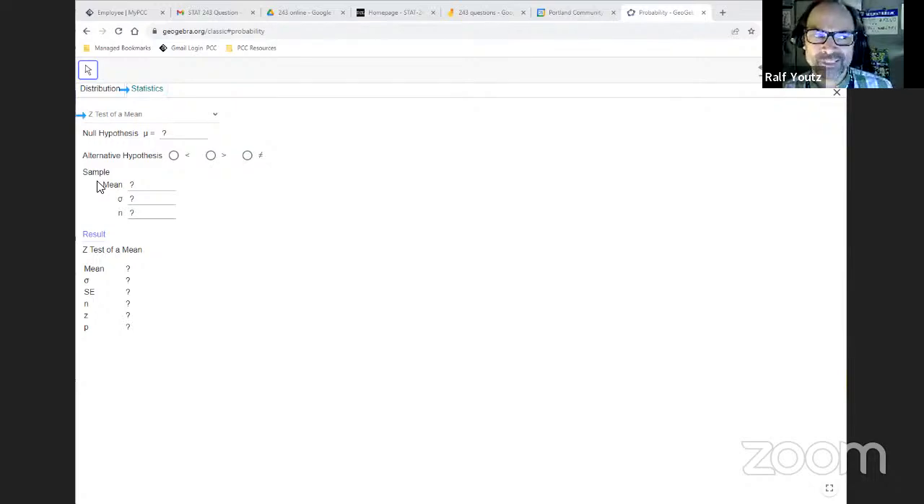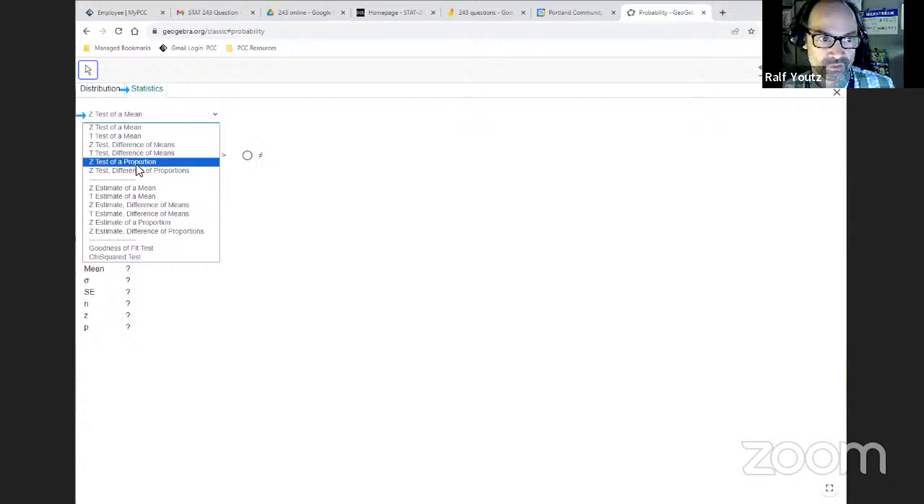It's actually set up for a z-test of a mean. That's not what we need. We don't have any means that we're talking about. We need right here z-test of a proportion. Yeah, that is how it's described by our buddy GeoGebra.